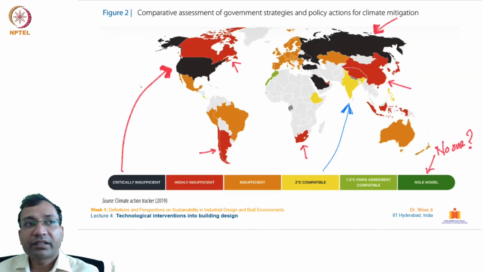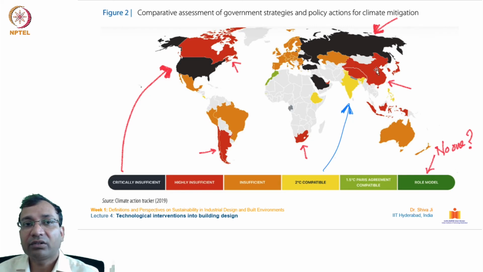Further in this discussion, let's have a look at the comparative assessment of government strategies and policy actions for climate mitigation. In this slide, it is shown the critically insufficient efforts given by the major countries. So who are these ones? You can see in the dark color the United States of America, Russian Federation, and some more countries from this Gulf area. Further, highly insufficient efforts are given by the countries in the red.